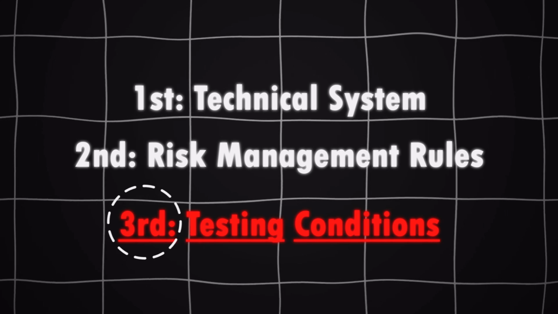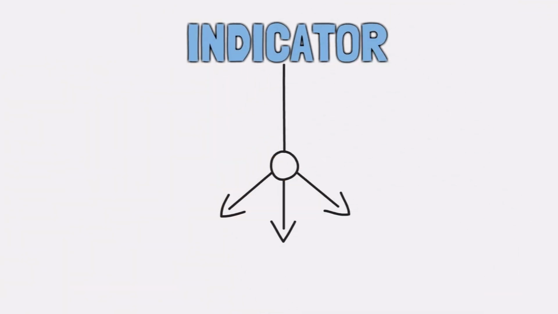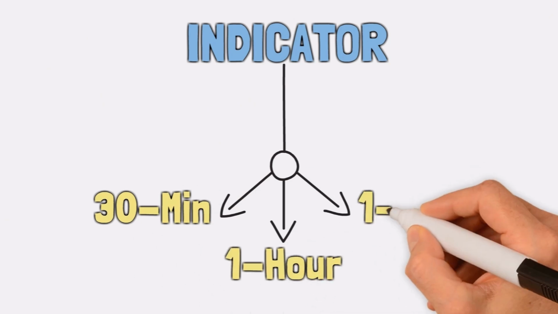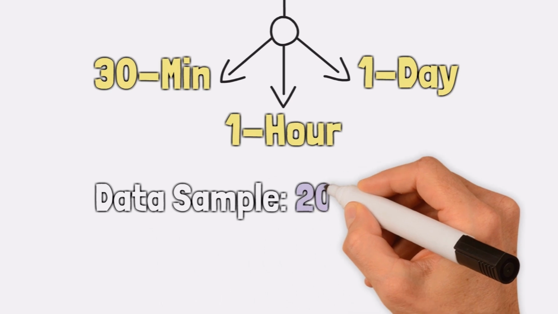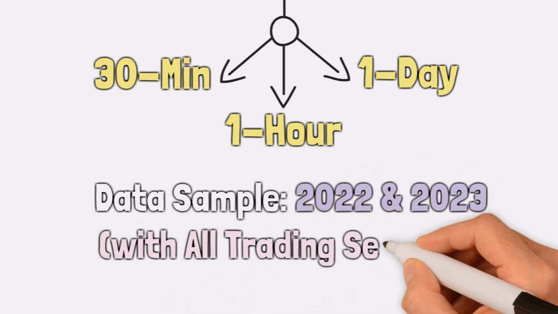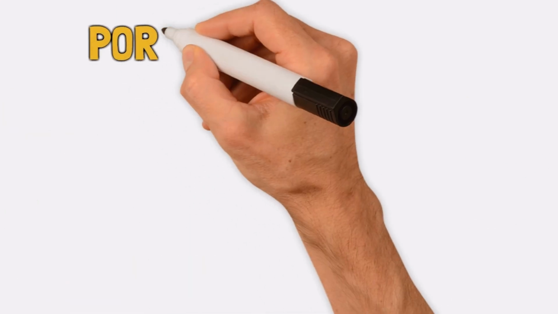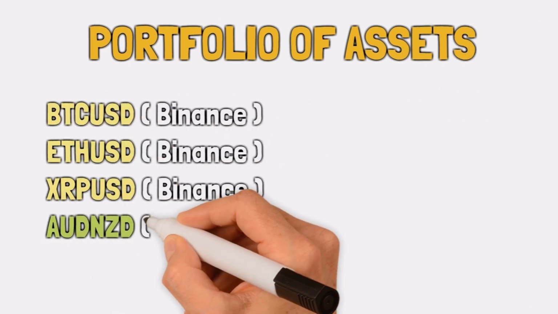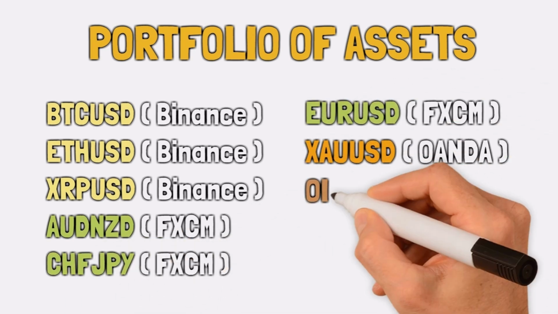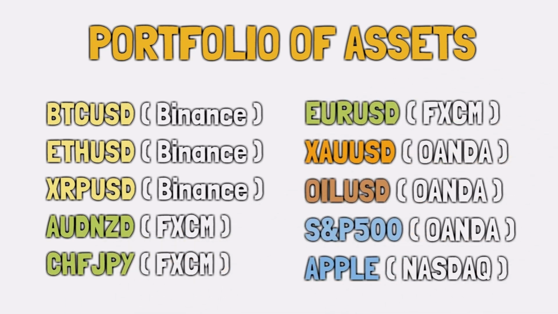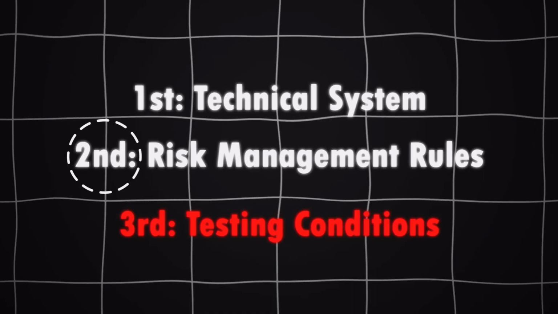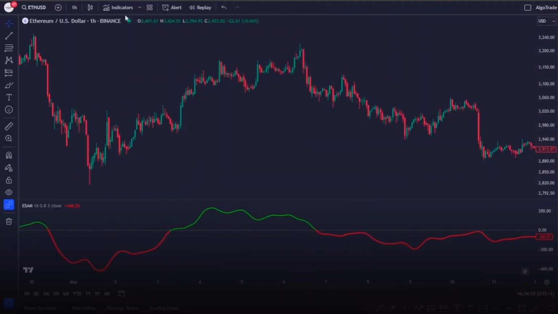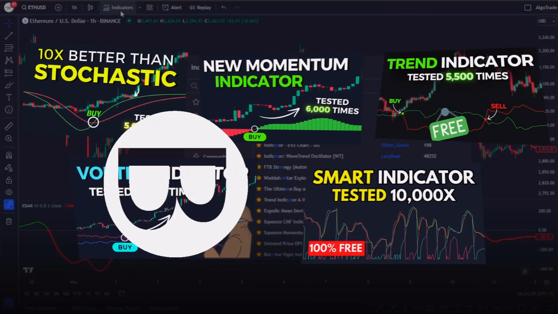Regarding the testing conditions, we will backtest the ESAM on the 30-minute, 1 hour and daily timeframes using data from 2022 and 2023 across a diverse asset portfolio: Bitcoin, Ethereum, XRP, 3 currency pairs, gold, oil, the S&P 500 index and Apple stock.